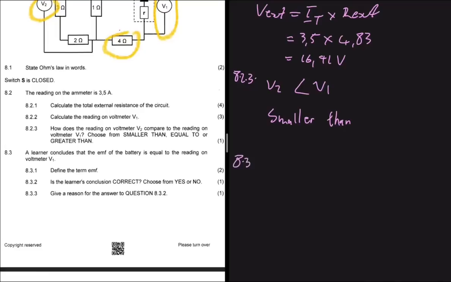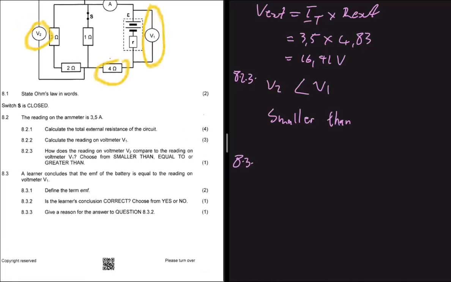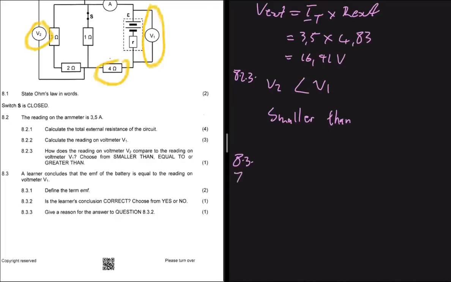So let's do 8.3. 8.3 is saying that Elena concludes that the EMF of the battery is equal to the reading on voltmeter V1. 8.3.1: define the term EMF. I'm going to let you do that one. And 8.3.2: is the learner's conclusion correct? Choose from yes or no. So Elena concludes that the EMF of the battery is equal to the reading on voltmeter V1. That is not true, right? That is not true. So let's say no here, and then we're going to do the explanation in 8.3.3, right?